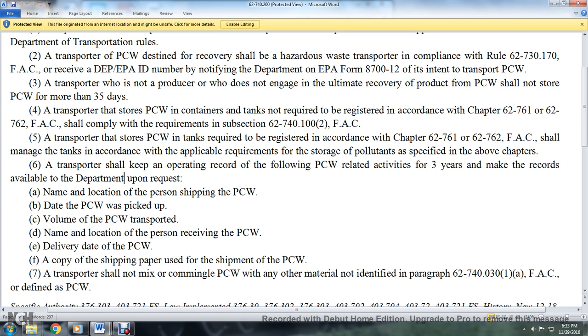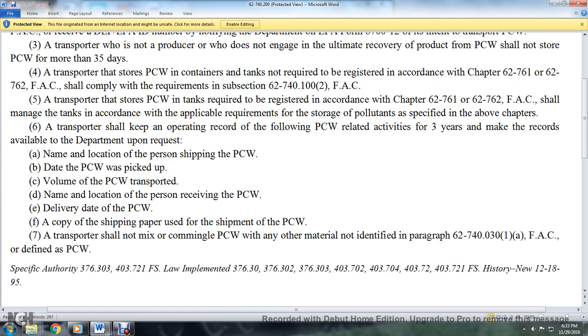identified within paragraph 62-740.031(1)(a) of the Florida Administrative Code or defined as petroleum contact water. Specific authority: 376.303, 403.721, Florida Statutes. Law implemented: 376.30, 376.302, 403.702, 403.704, 403.721, Florida Statutes. History: New December 18, 1995.